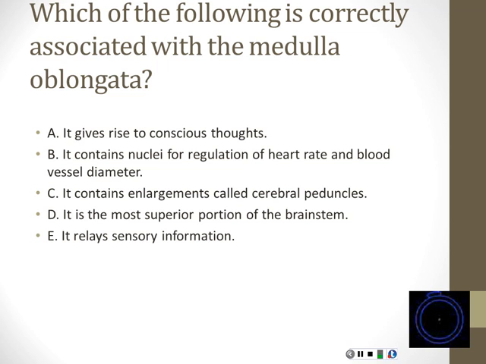All right, so the correct answer there is B. The medulla has nuclei for blood pressure control. That's blood vessel diameter. You'll learn next semester that blood pressure is controlled by changing the diameter of the blood vessels as well as heart rate. So A, gives rise to conscious thoughts: only the cerebrum is responsible for consciousness, for thoughts that we're aware of. The cerebral peduncles are from the midbrain. The most superior portion of the brainstem, you'd call that the pons, and then relaying sensory information, that would be the thalamus.